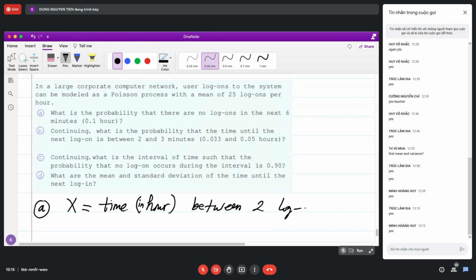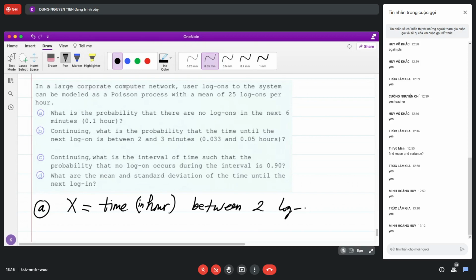If you consider, let's say, n is the number of logons in an hour, then n follows a Poisson distribution. The parameter lambda, what is lambda? Lambda is the average number of logons in 1 hour, and you get 25.